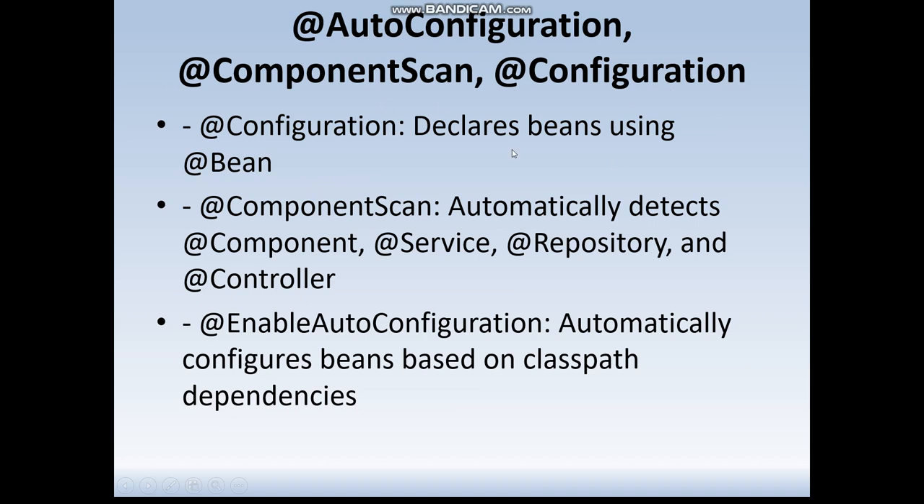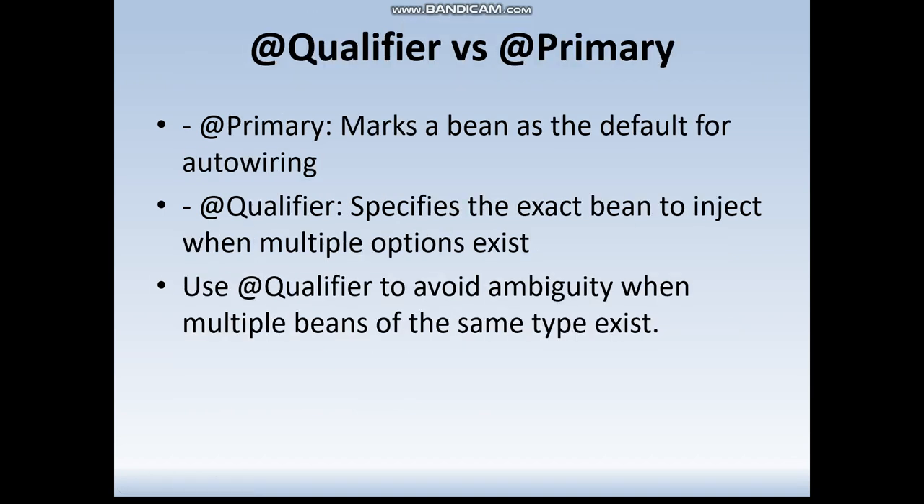Then we have @EnableAutoConfiguration, @ComponentScan, @Configuration, which they can ask about individually: what is their purpose. As I told earlier, @Configuration is used for defining beans. It provides the bean definition, and inside it with @Bean we can define all the beans. @ComponentScan scans all the packages for the classes annotated with @Component, @Service, @Repository, and @Controller. And @EnableAutoConfiguration automatically configures all the beans depending on the classpath dependencies. So these are the three annotations which are most asked in interviews.